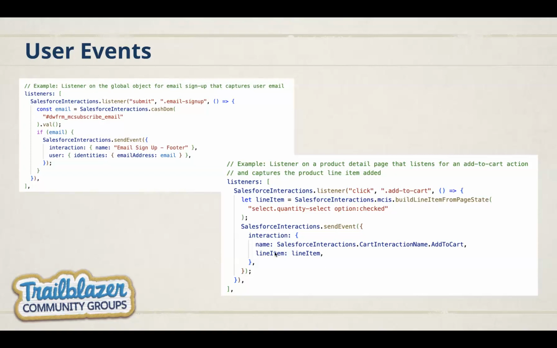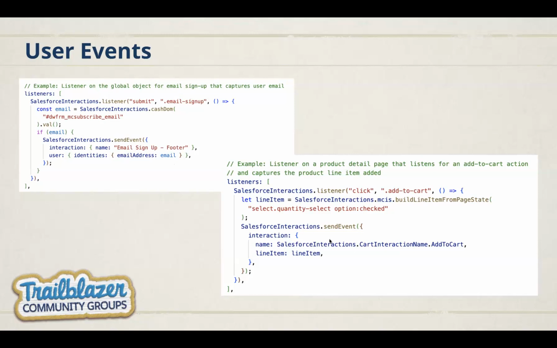And one important thing when dealing with items, products, is you need this line item object, which is easily built using the utility function provided by Salesforce Interactions called build line item from page state. The details of this are not really important. The important thing is that when you register an event that's completely custom, like the email sign up footer, or when somebody clicks on contact us, for example, that would also be a custom event. You can name it however you want. The only important thing is maybe you want to tie it to a user.